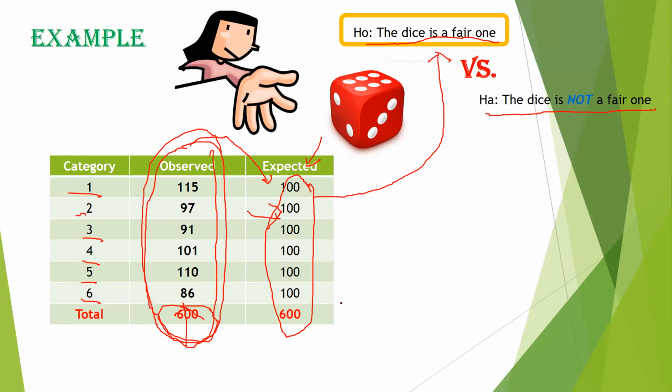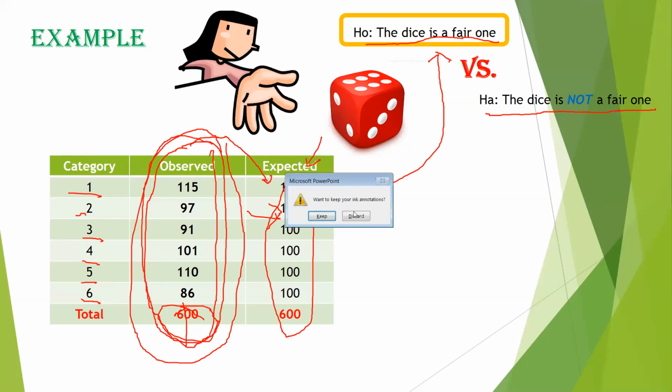But if these numbers are close enough to the expected numbers, then you will be okay. You can say, okay, there's no problem, so we still believe this dice is a fair one. But if these numbers are too far removed from the expected numbers, then you're not going to trust the null hypothesis. All right, okay, so let me clear this.